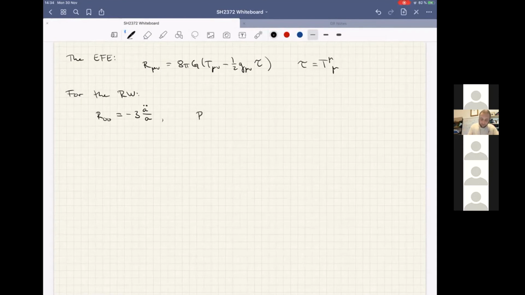You can do the same for the RR component of the Ricci tensor, which will give you something else. It will give you 2a dot squared plus a double dot minus 2 the second derivative of this function that depended on whether I had a flat or a sphere or a hyperbolic space, divided by S itself.